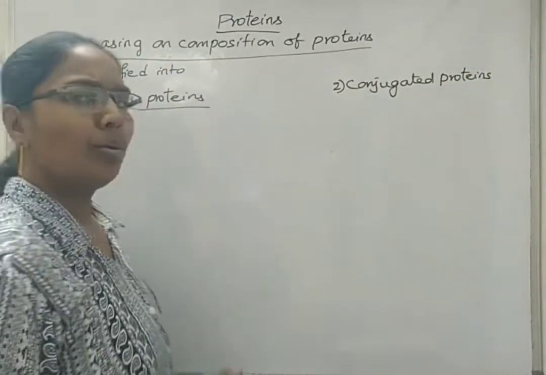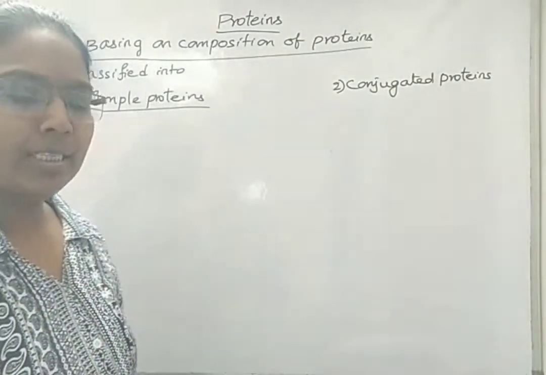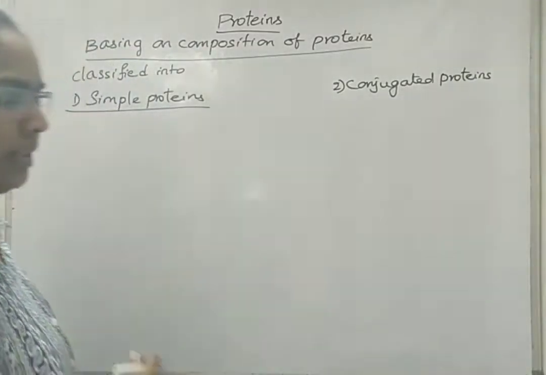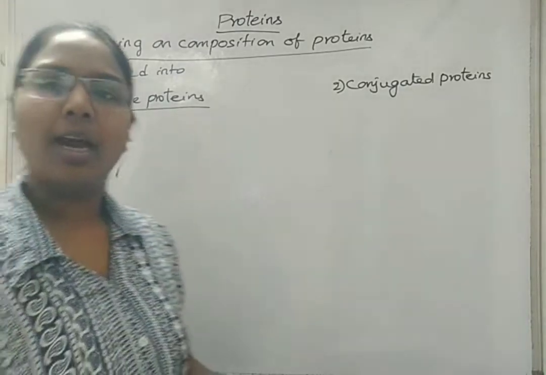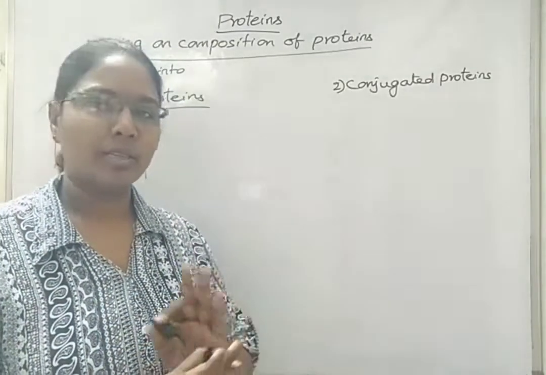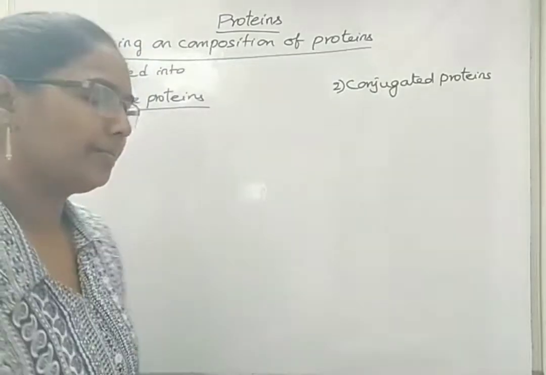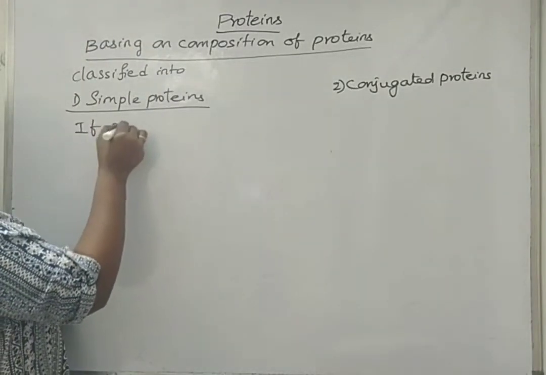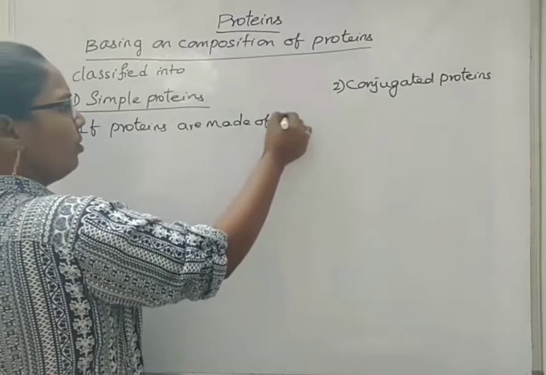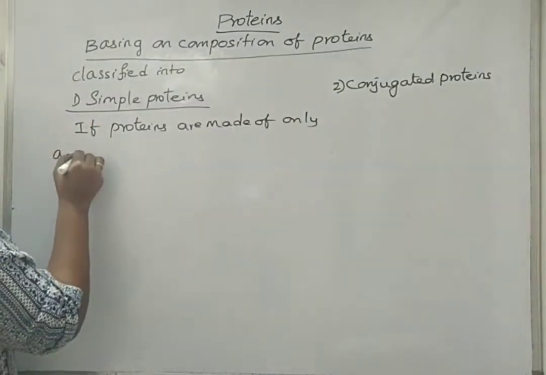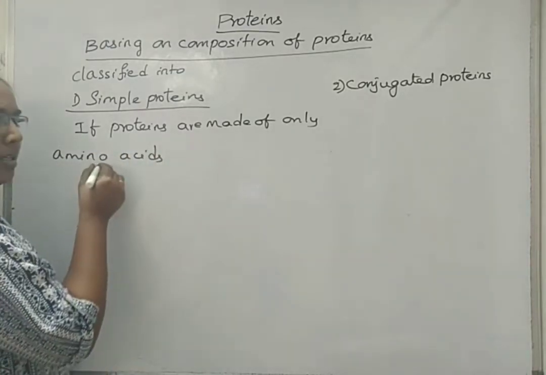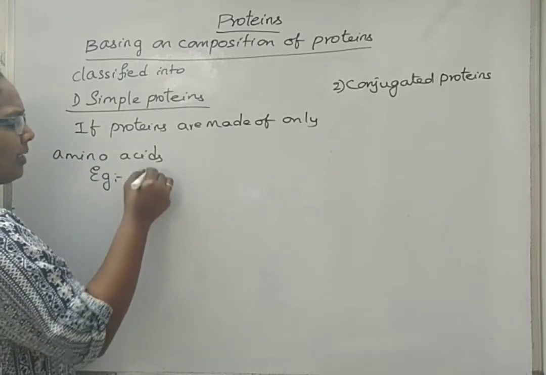Simple proteins means only amino acids giving out into proteins. Only proteins will be included in that complete structure. For example, if you take albumin, albumin is one of the functional proteins that has only a protein type of biomolecule. Carbohydrates and all these are not involved in that. So, if proteins are made of only amino acids, then they are called simple proteins. So, example is albumin.